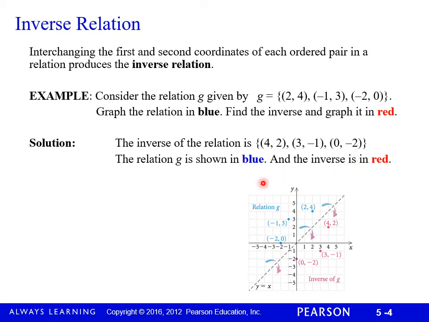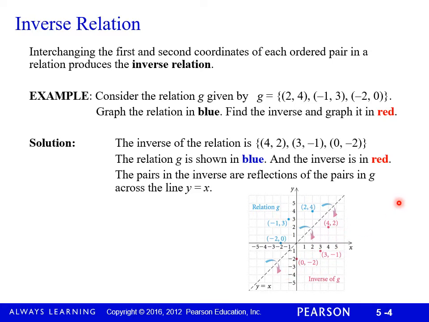You can see here the original relationship g is in blue, the 3 coordinates, and the inverse are in red, these 3 coordinates. These are a reflection of the pairs in g across the line, this diagonal y equals x that you see here. So it's a reflection across the diagonal. It's a little bit confusing and not always easy to see this.